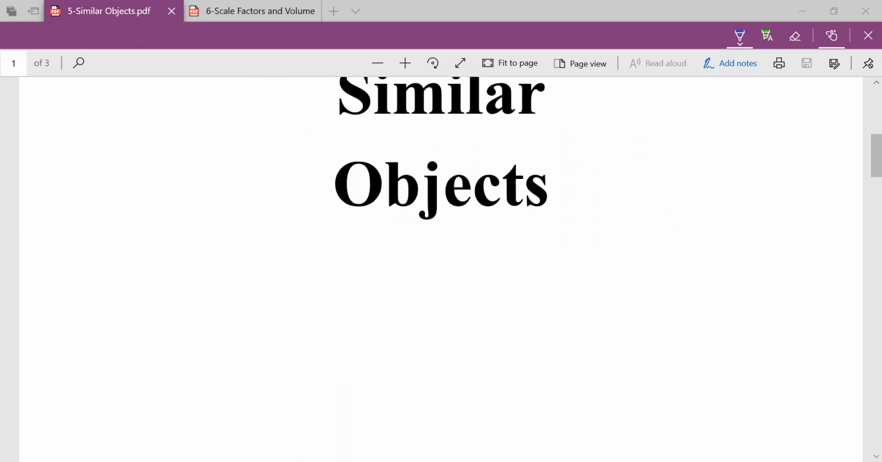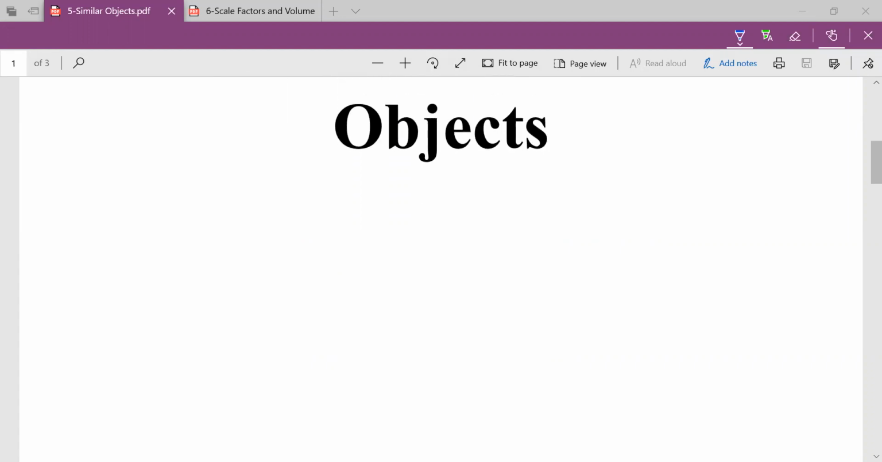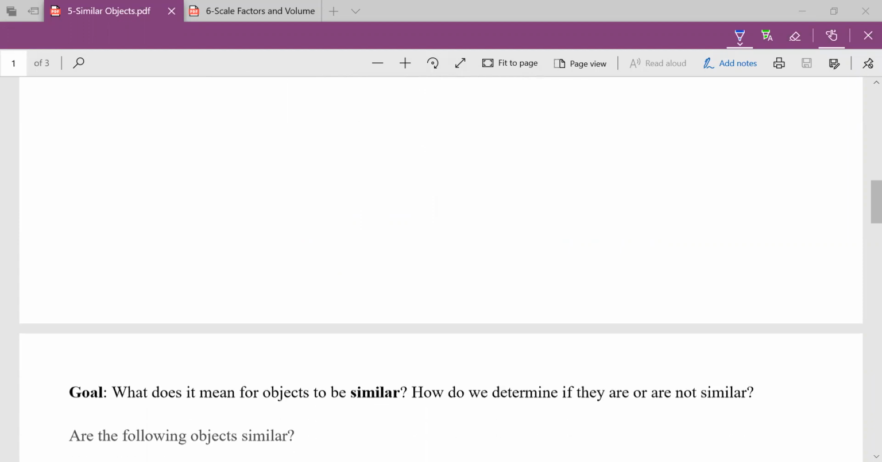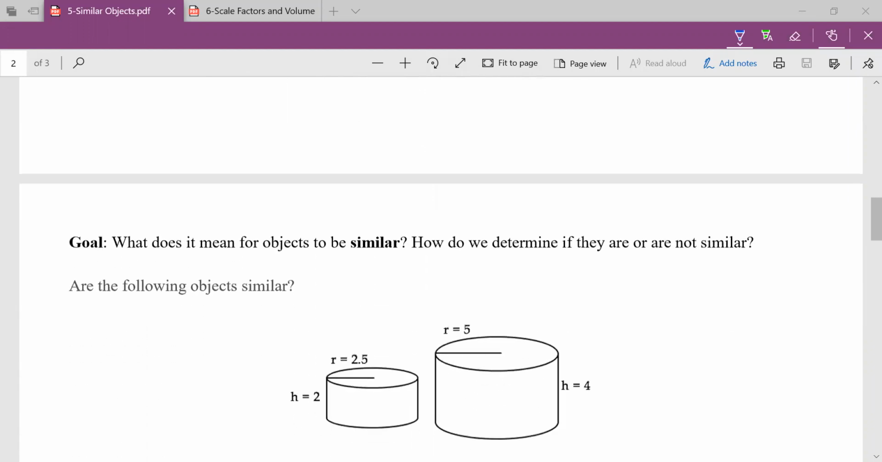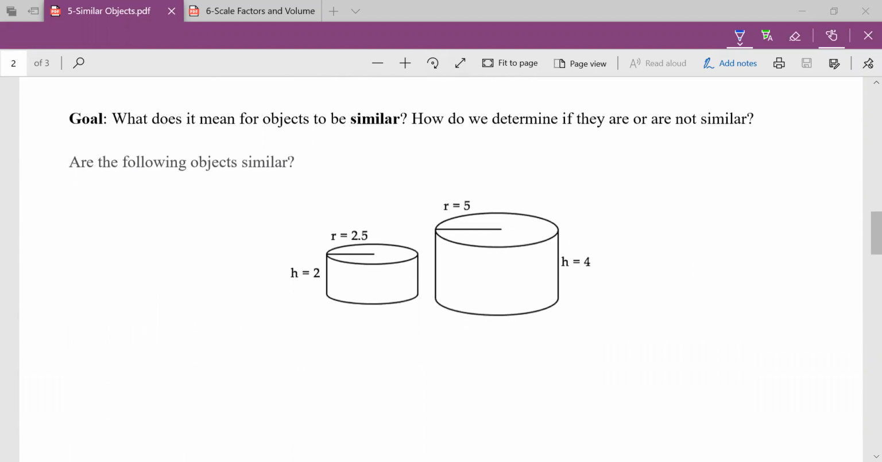Now, what does it mean to be similar? Well, to be similar means that two objects are essentially replicas of each other, but one is smaller or larger than the other. But all the dimensions have to be changed by the same amount. So what I want you to think is: all dimensions are changed by the same amount.